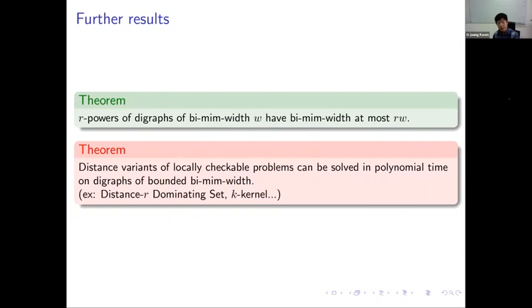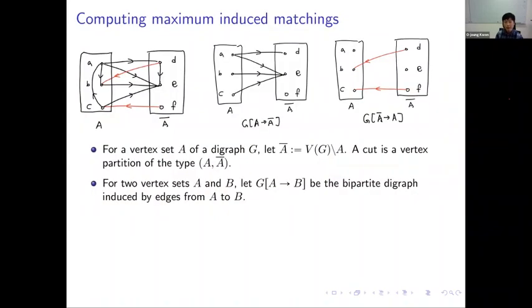Okay, now I'll take some time to introduce bi-mim-width. What is bi-mim-width? We need to compute the maximum induced matching. So I defined some notation. For a vertex set A in a digraph, we denote by A bar the rest of the set, and a vertex partition of type A and A bar will be called a cut.